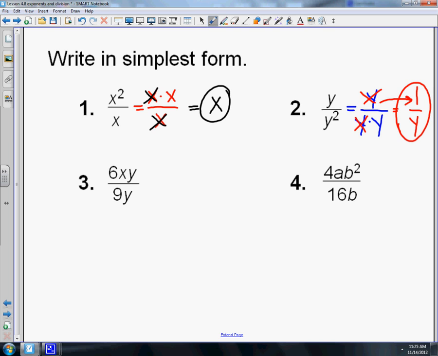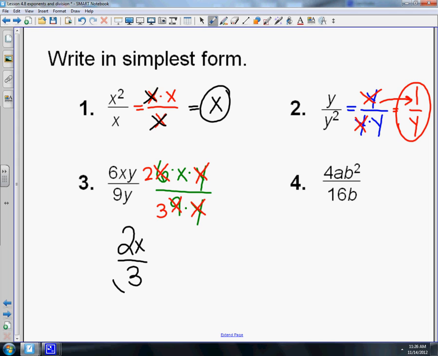So 6xy over 9y. So I have 6 times x times y over 9 times y. So now I'm going to cancel stuff out. So this y and this y I can cross off. And then I can reduce. I can divide this by 3 to get 2 and this by 3 to get 3. So if I were to write this in simplest form, it would be 2x over 3.